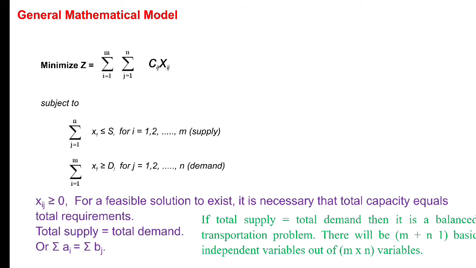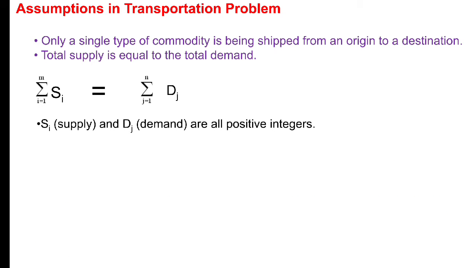Assumptions in the transportation problem. Here the total supply equals the total demand. Only a single commodity is shipped from an origin to a destination. Total supply is always equal to total demand. Only then can we solve this problem; otherwise, we cannot solve it. Suppose it is not equal, then we make it equal. This is a special case of the transportation problem, and there is an assumption you need to follow: supply and demand are positive integers. There is no question of negative values.